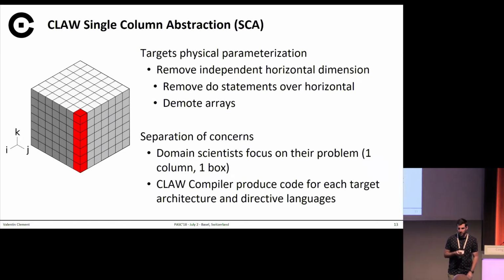for a dedicated target. So the basic idea, if you have a code running now without single column abstraction, the only thing that you will have to do is remove all the do statements that are iterating over the horizontal, of course, and demote all arrays that are indicating any horizontal information. So some of the arrays, 1D arrays will become scalar, 2D arrays will become 1D, and so on.